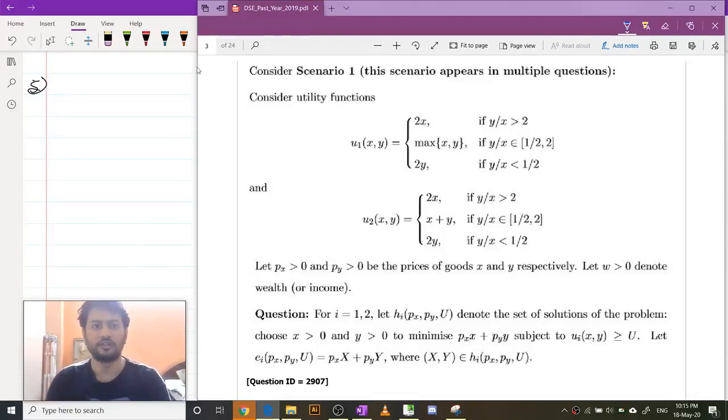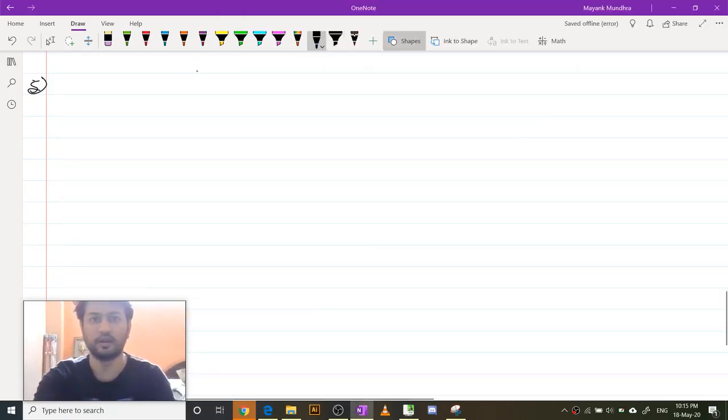Okay, now question number 5. So in this problem we have these two utility functions, and we have positive prices, and w greater than 0 is your wealth. So first of all, let's just plot these two functions. So first function, let's just draw a common graph first.